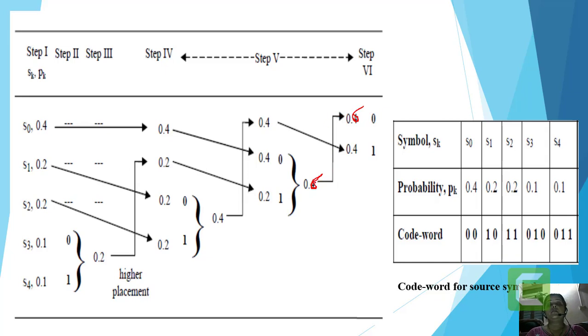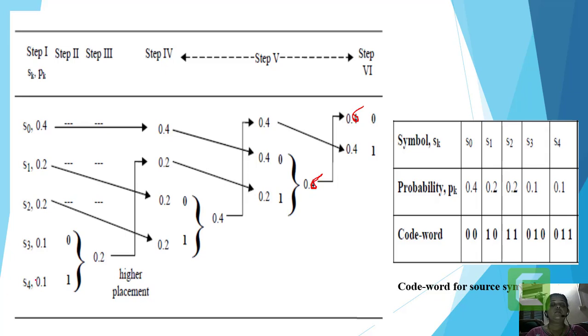It is traced backward. Here one digit is present. Again backward tracing will be done. Here this point 2 is assigned this 0 digit. So we will have the code word value as 01.